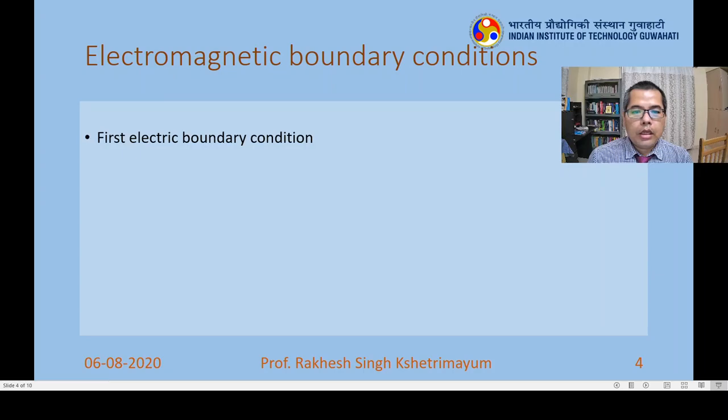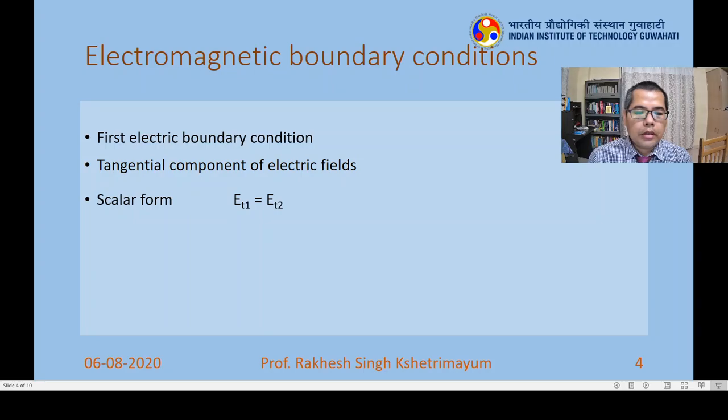So let's go to the electromagnetic boundary conditions. The first one is an electric boundary condition, and it has to do with the tangential component of the electric field. We can write in scalar form simply as ET1 is equal to ET2. It means that the tangential component of the electric field in region 1 is equal to the tangential component of the electric field in region 2.